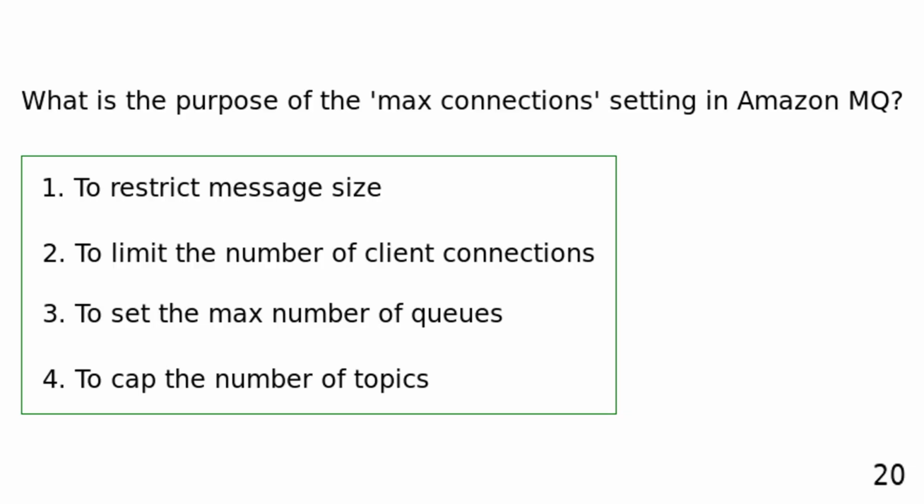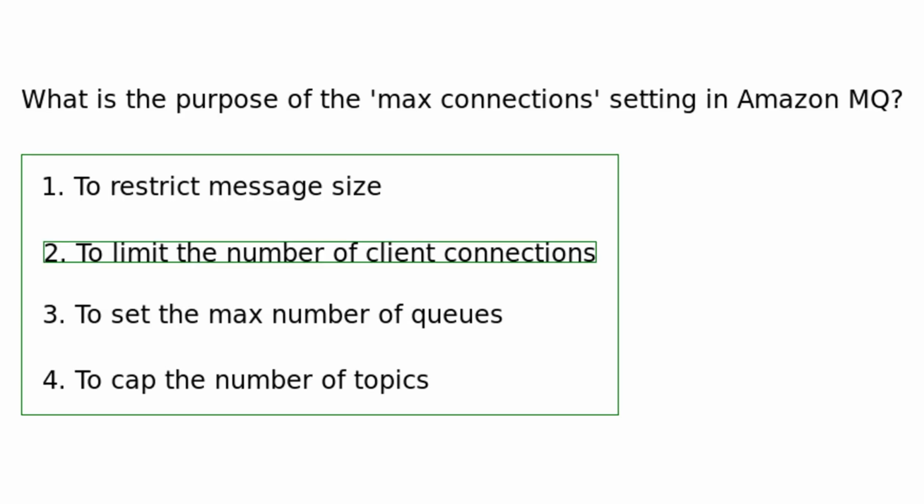To restrict message size. To limit the number of client connections. To set the max number of queues. To cap the number of topics. The max connection setting limits how many client connections a broker accepts, helping to manage resources and prevent overload.